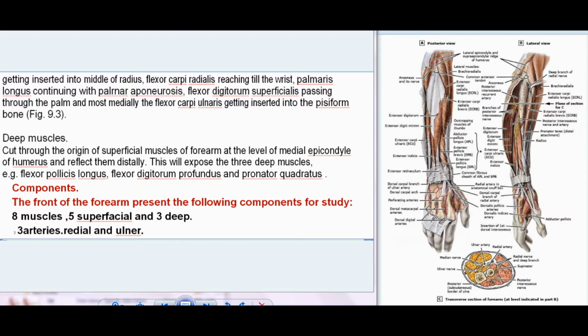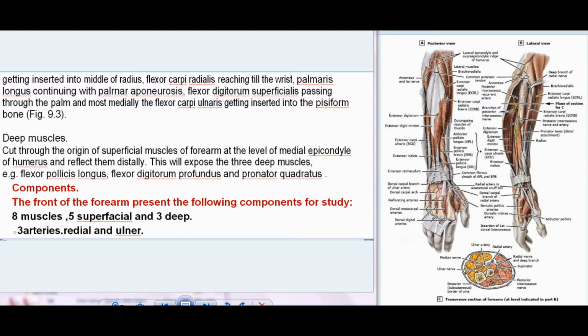Fig 9.3. Deep muscles. Cut through the origin of superficial muscles of the forearm at the level of the medial epicondyle of the humerus and reflect them distally. This will expose the three deep muscles, e.g. flexor pollicis longus, flexor digitorum profundus and pronator quadratus.